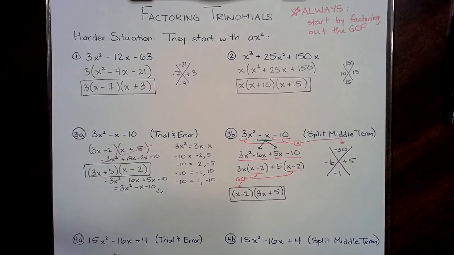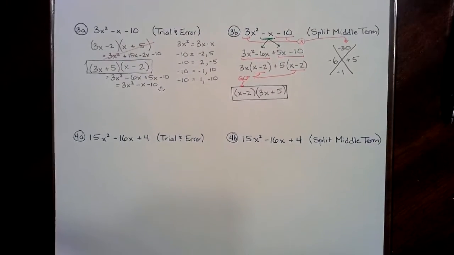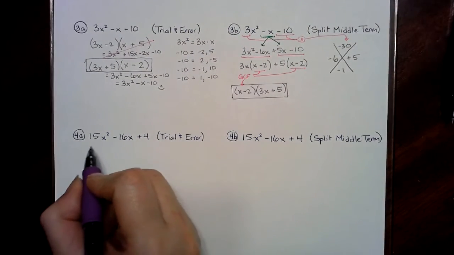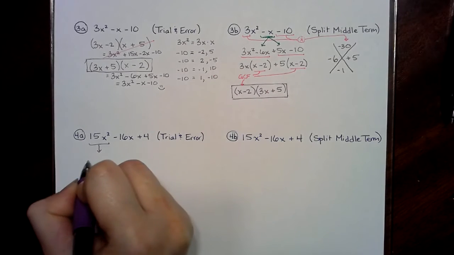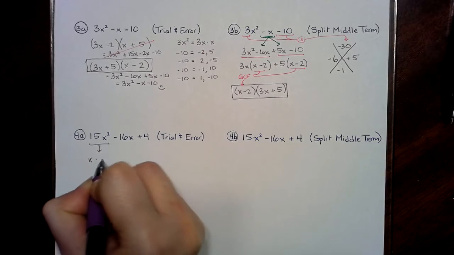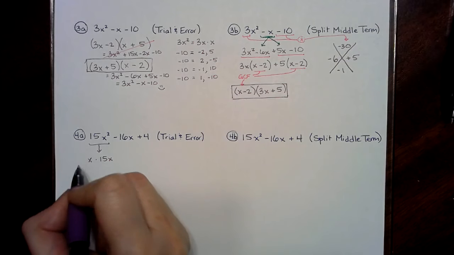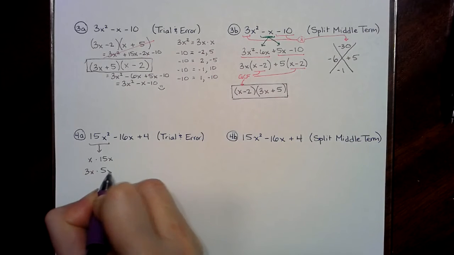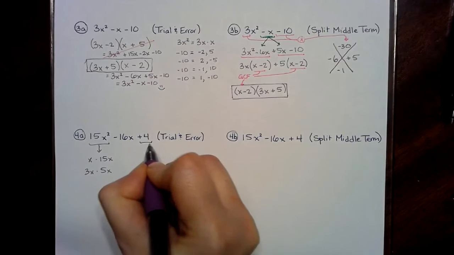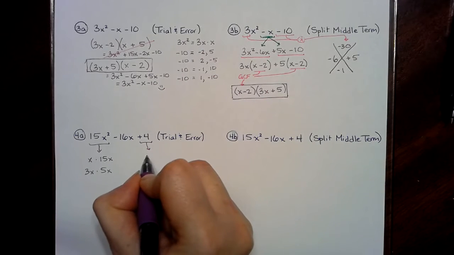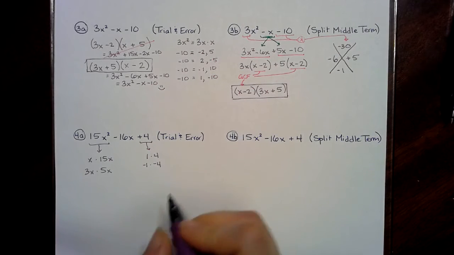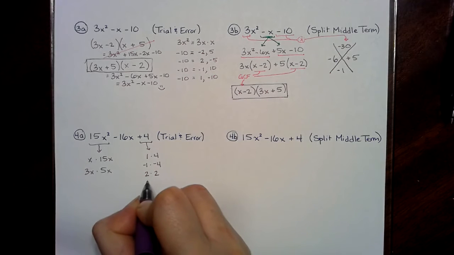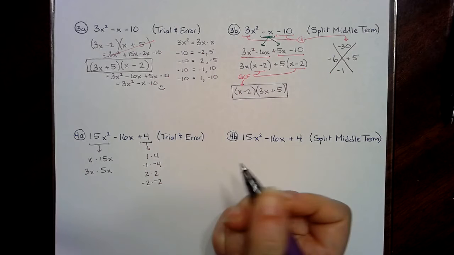So let's try that again with a different trinomial. Here if I want to use trial and error, the 15x squared I could split up as x times 15x. I could split it up as 3x times 5x. The plus 4 I could split up as 1 times 4. I could split it up as negative 1 times negative 4. I could split it up as 2 times 2, or I could split it up as negative 2 times negative 2.